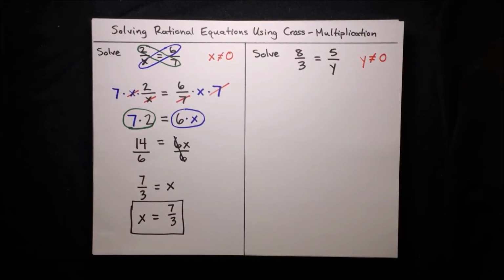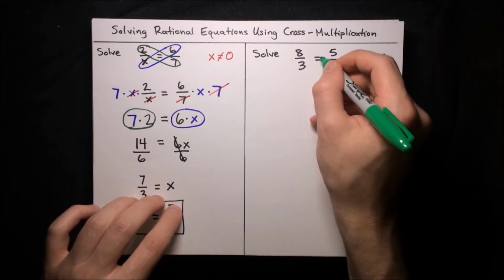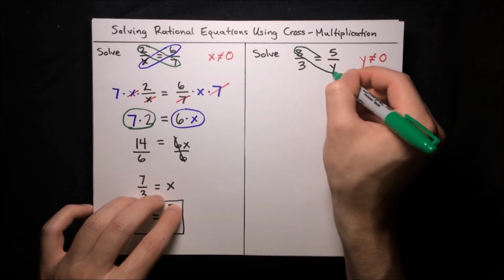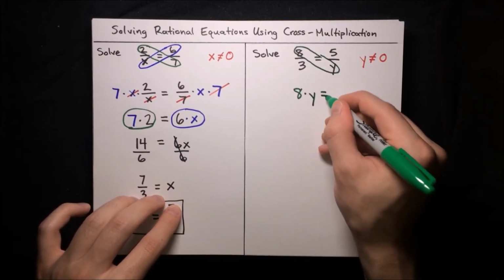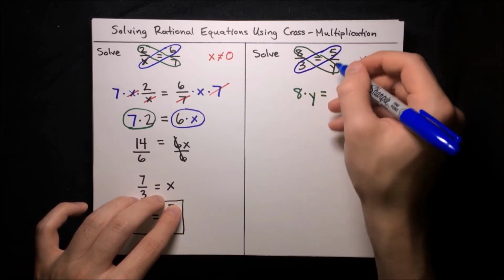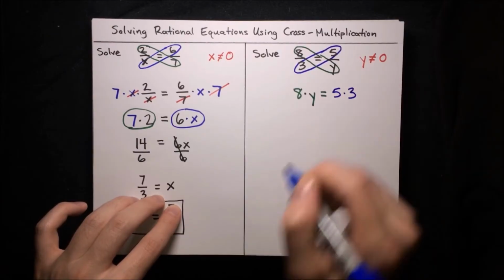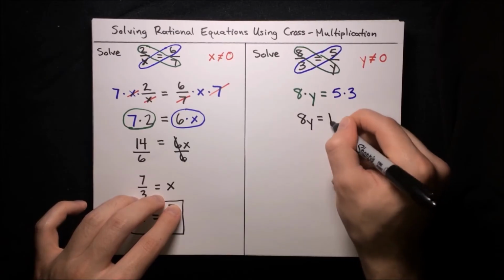Alright, so now let's solve this equation. We know from the previous example that we can obtain an equivalent equation without any fractions by using cross multiplication. So let's do that here. Cross multiplication: we take the left numerator and the right denominator, multiply those, so 8 times y, which is equal to the right numerator times the left denominator, 5 times 3. Simplifying, this equation becomes 8y equals 15.